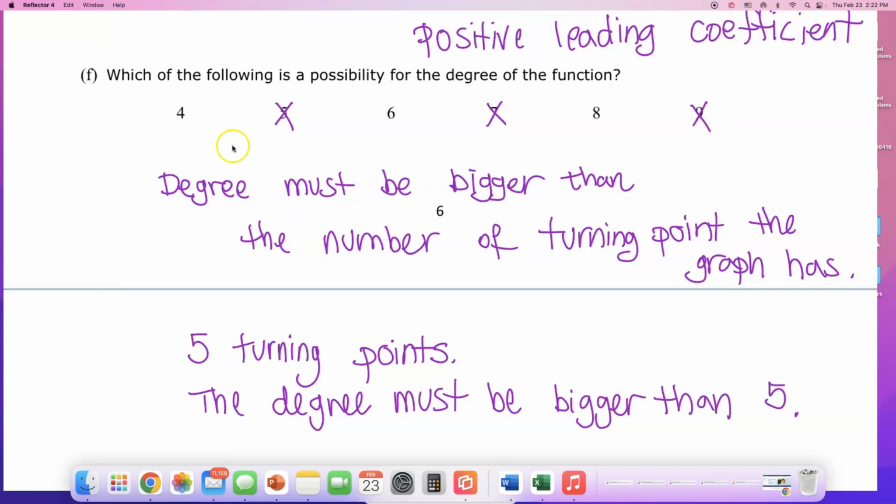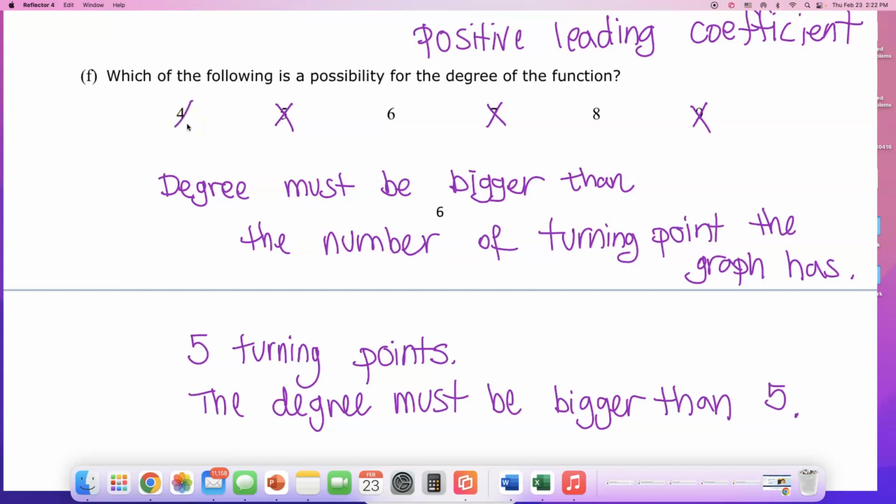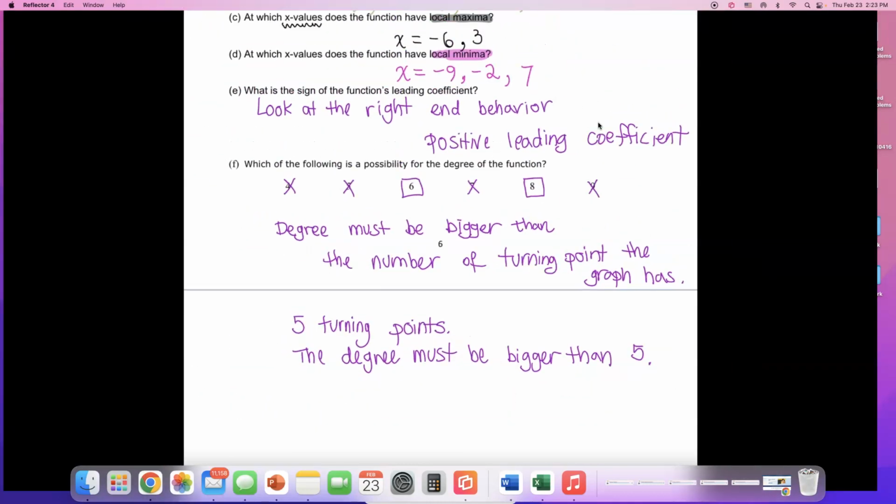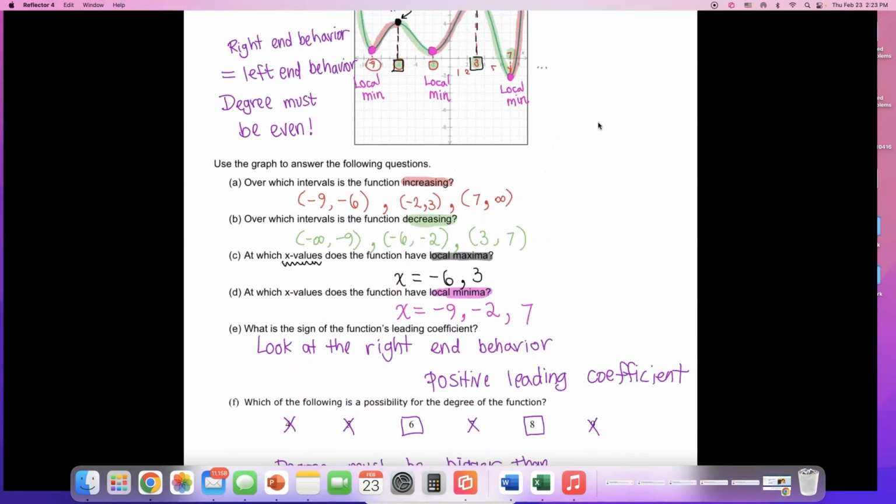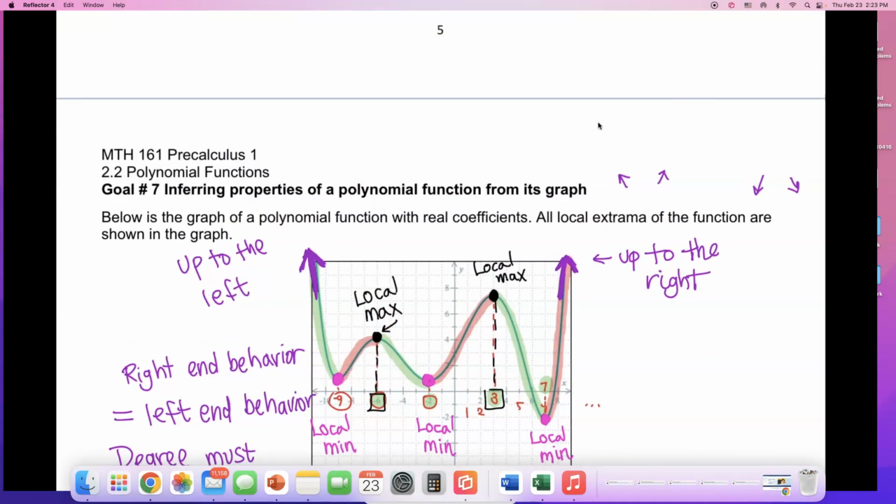So can it be 4? Nope. Can it be 6? Yes, because 6 is bigger than 5. Can it be 8? Yes, because 8 is bigger than 5. So on this problem, you will have to select both 6 and 8. But that's how you can solve a topic like this. And this one in ALEKS is called Inferring Properties of a Polynomial Function from its Graph.